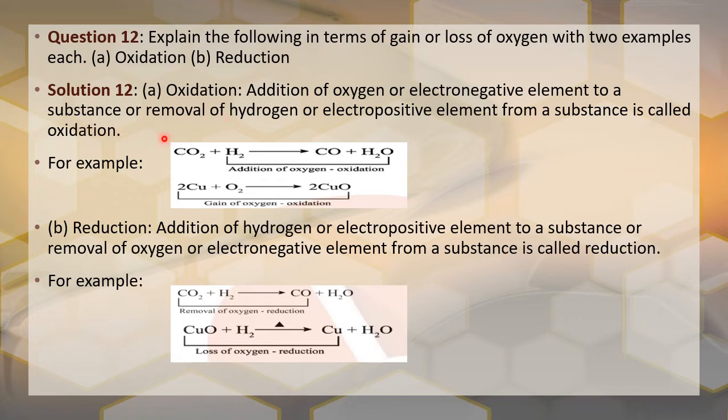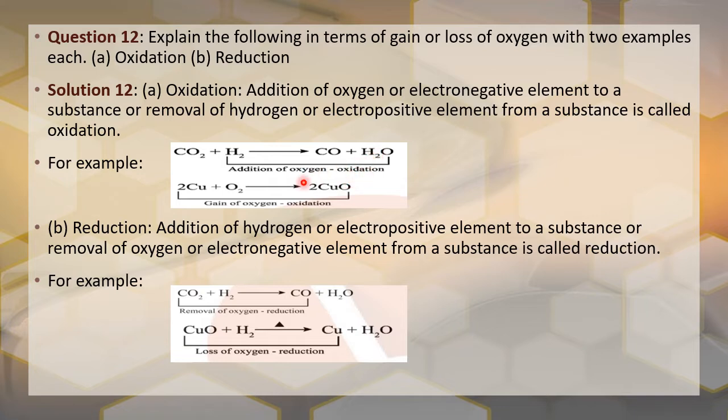Example, carbon dioxide with hydrogen to give carbon monoxide and water. See here, hydrogen is converting into water. How? By adding oxygen onto hydrogen so that H2 becomes H2O. For this we have to add oxygen onto the substance hydrogen. So it is the addition of oxygen on the substance hydrogen. Therefore, this reaction is called oxidation.